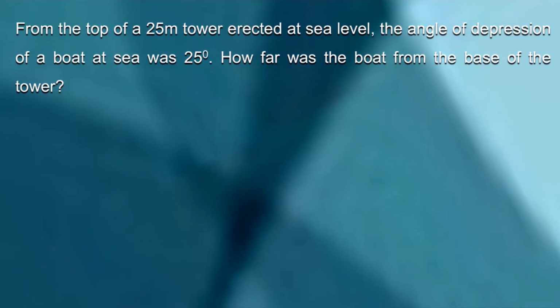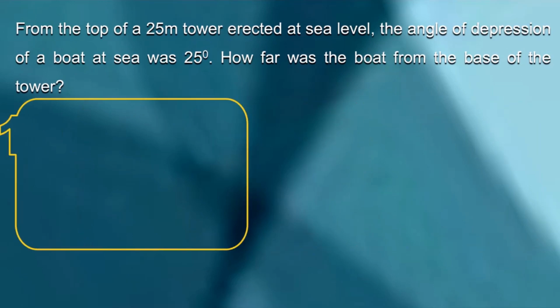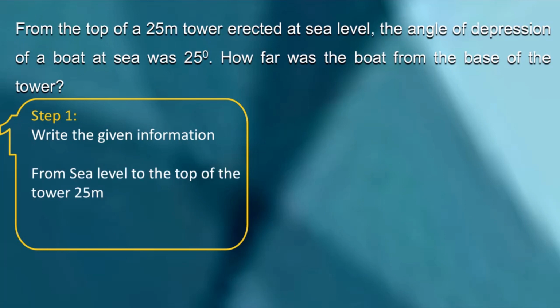From the top of a 25-meter tower erected at the sea level, the angle of depression of the boat at the sea was 25 degrees. How far was the boat from the base of the tower? Now, nasagutan po natin to using yung 5 steps po na tinuro ko last week. Okay, first step is write the given information. We have 2 given information po meron tayo dito sa word problem na to.